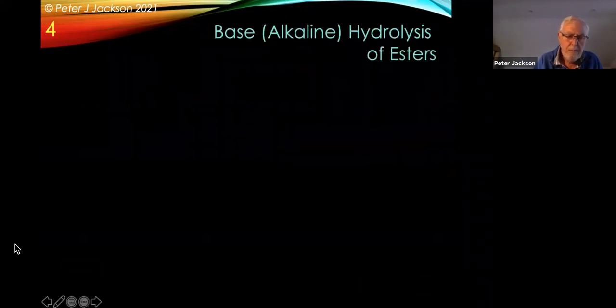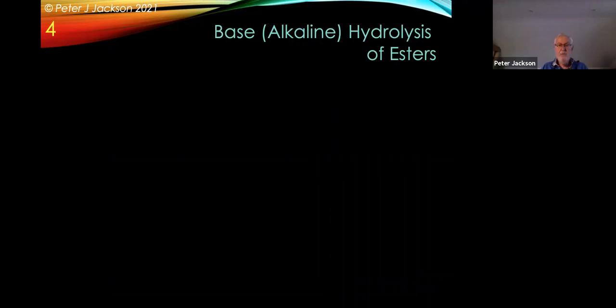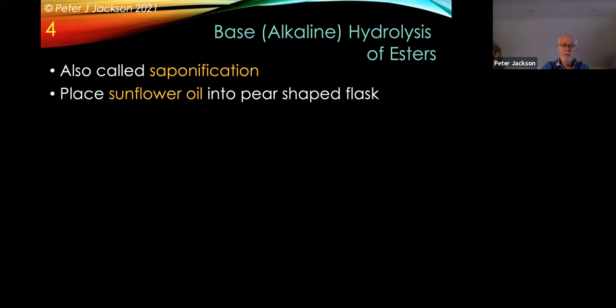Right, now the process of making soap, which can be referred to as saponification, is also called the base hydrolysis of an ester or the alkaline hydrolysis of an ester. I prefer the name alkaline, but I think the inspector prefers base hydrolysis. It's also called saponification.